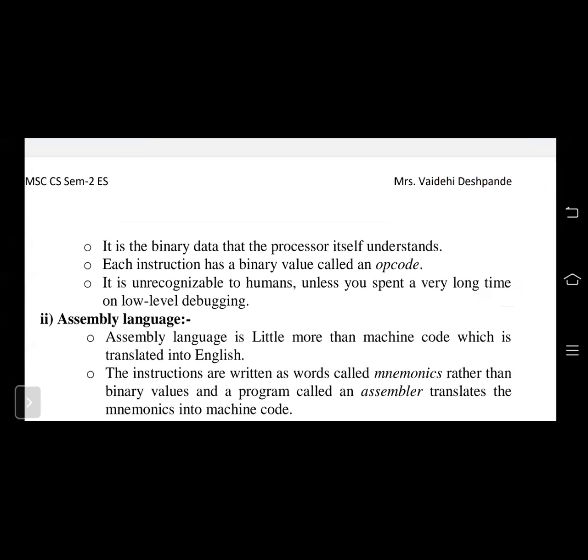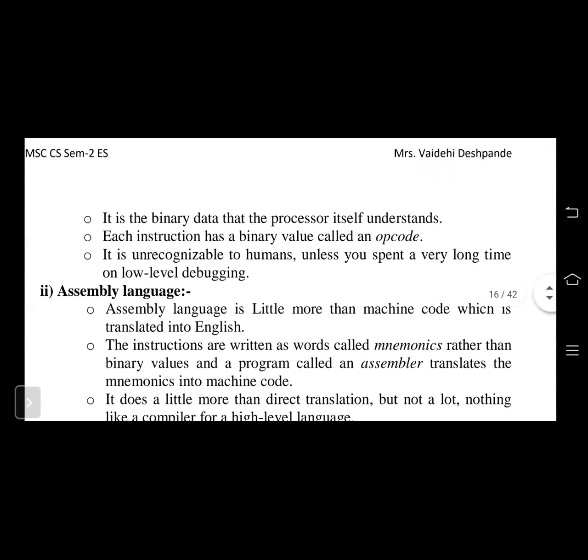Each instruction has a binary value, and that we call an opcode. It is unrecognizable to humans unless you spend a very long time on low level debugging. So writing a program in machine code, writing a program in binary, is very difficult. You have to study it for a very long time and only then will you understand.